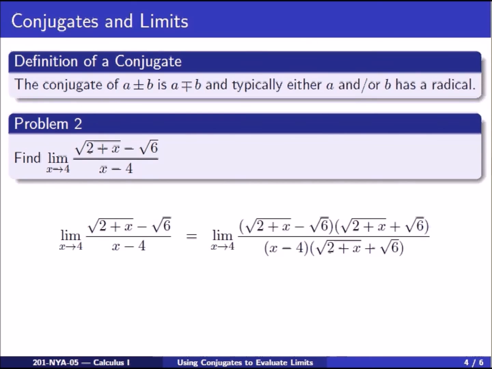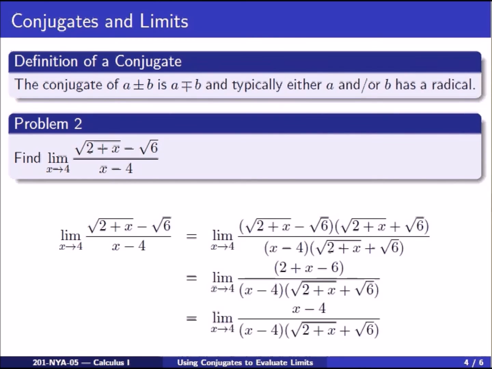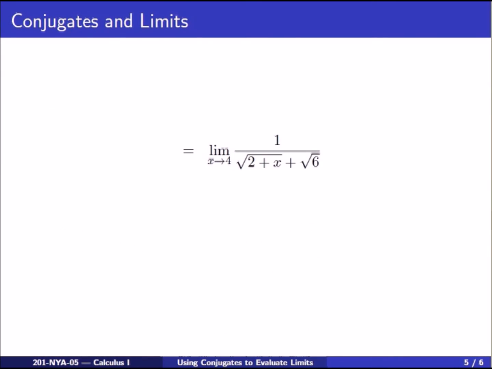So if I multiply and divide the expression by the conjugate of the numerator, I get in the numerator a difference of squares, which is in this case 2 plus x minus 6. If I simplify the numerator, I get x minus 4. And as you can see, I have a common factor of x minus 4 in the numerator and in the denominator. And if I simplify this, I get the equivalent limit, which is the limit as x goes to 4 of 1 over root of 2 plus x plus root of 6.